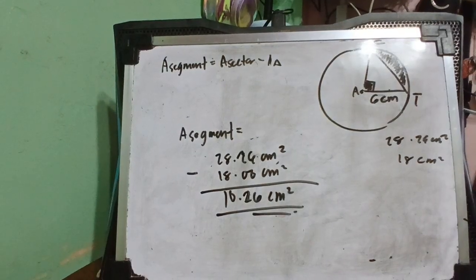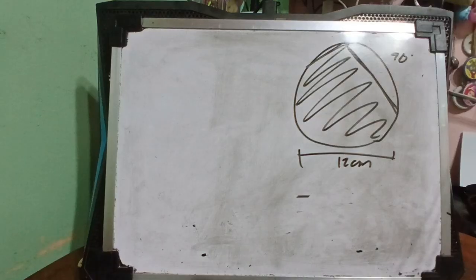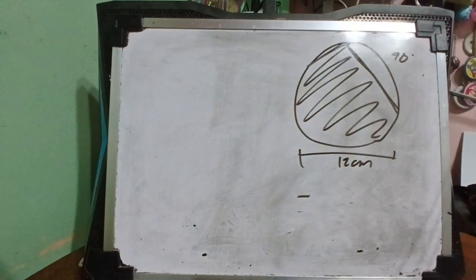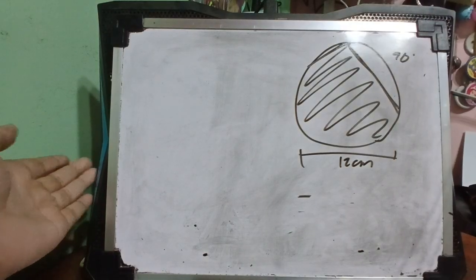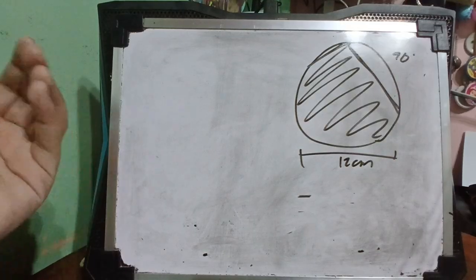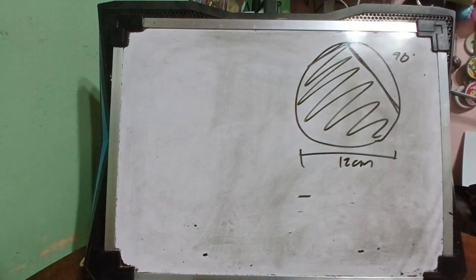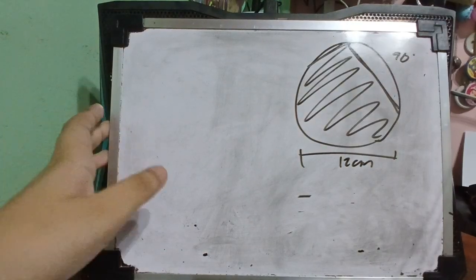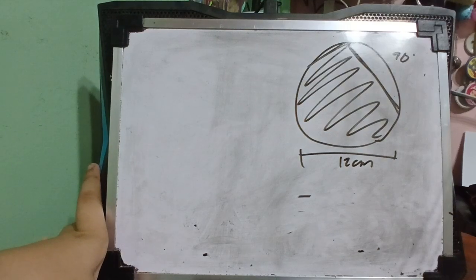Okay? So, this will be the last item that we'll be answering. We're going to find the area of the shaded region. This is very new to us. First, we need to find the area of the segment, and then we subtract the area of the segment from the area of the circle. But before that, to find the area of the segment, we need the area of the sector as well as the area of the triangle.